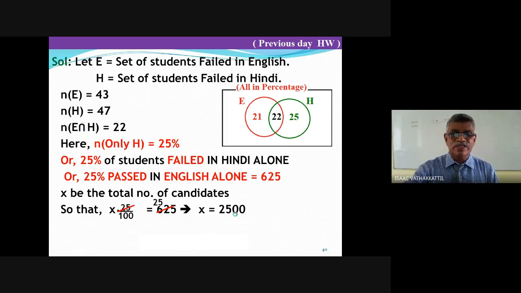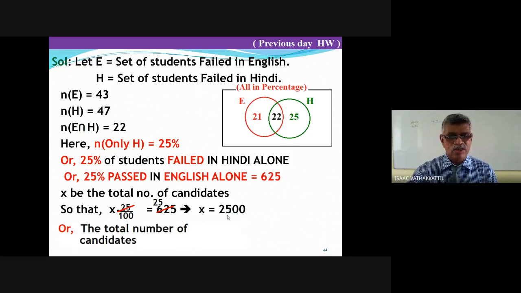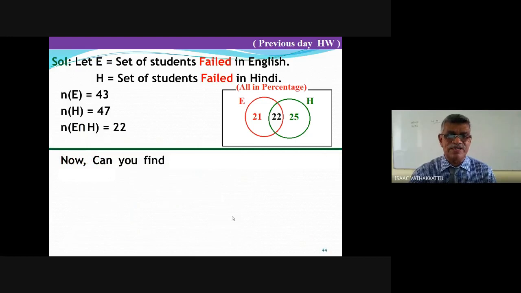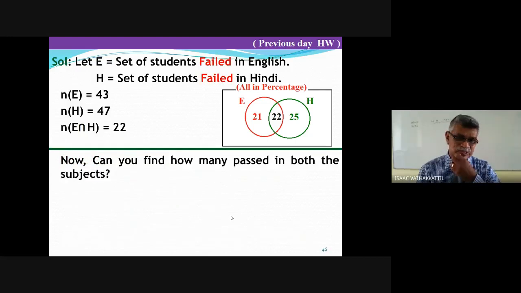I have an additional question here. The total number of candidates who appeared in the exam is 2,500. Let me have an additional question. Can you find how many passed in both the subjects? I give you 1 minute. Tell me how many passed in both the subjects. You can go and tell me.